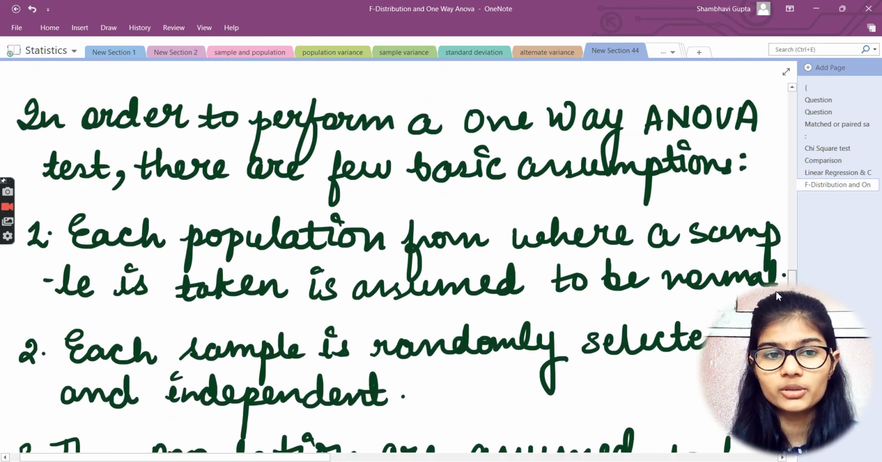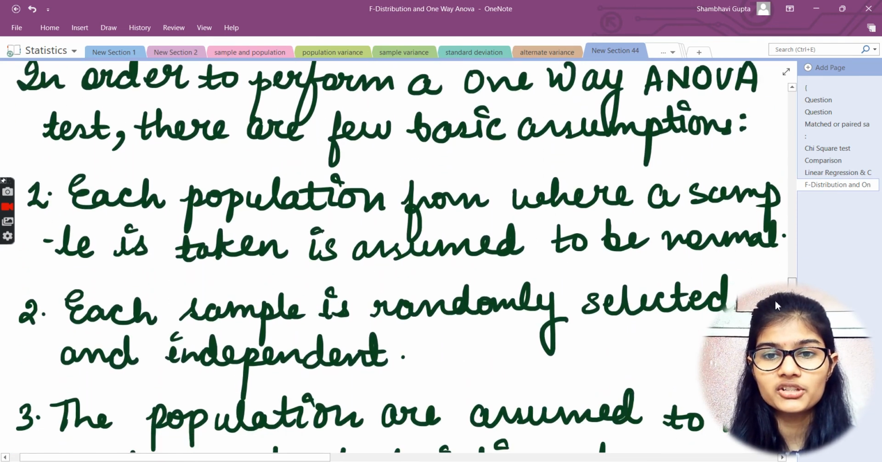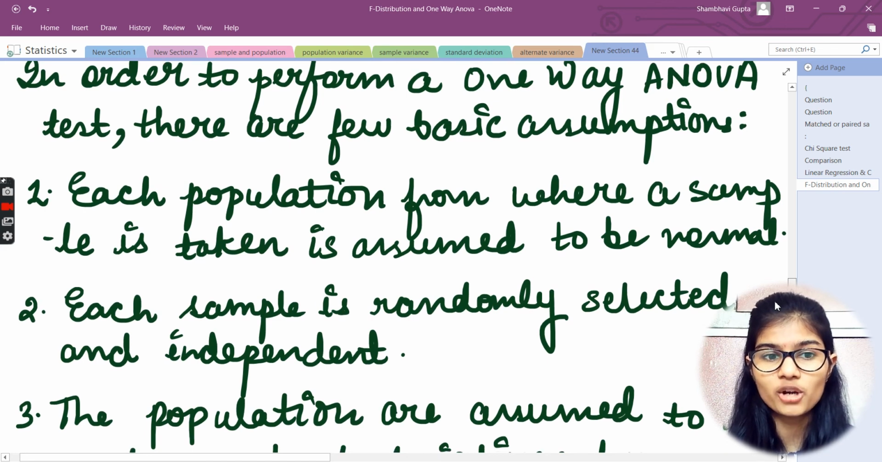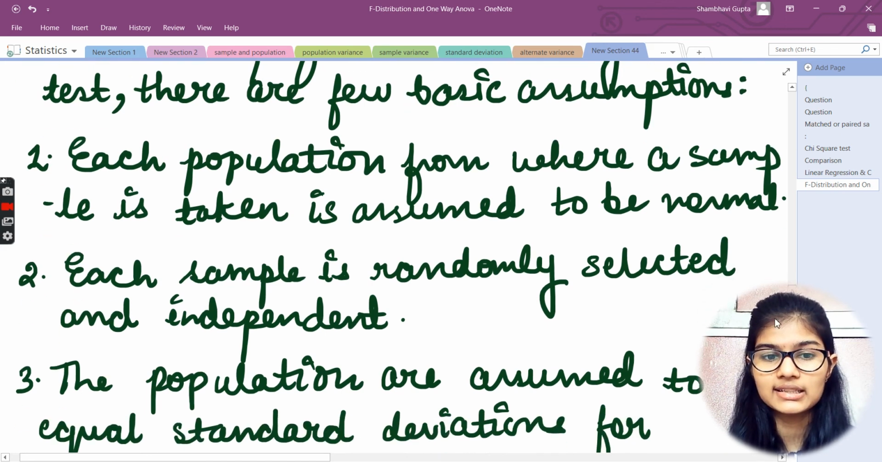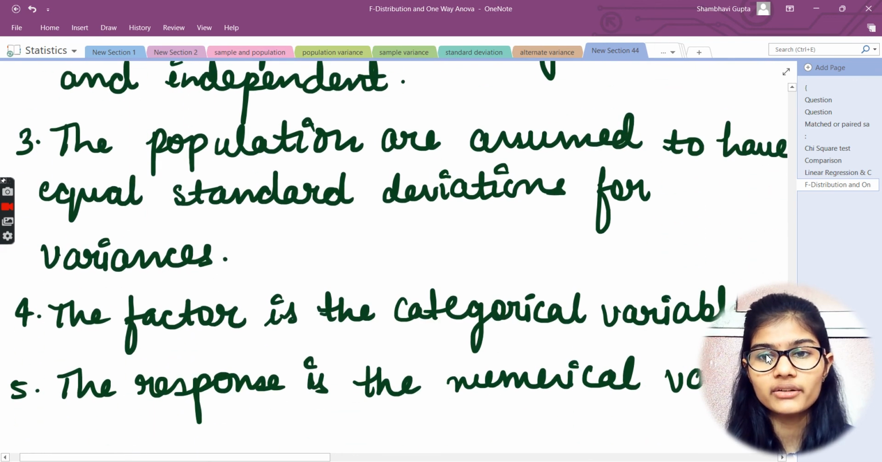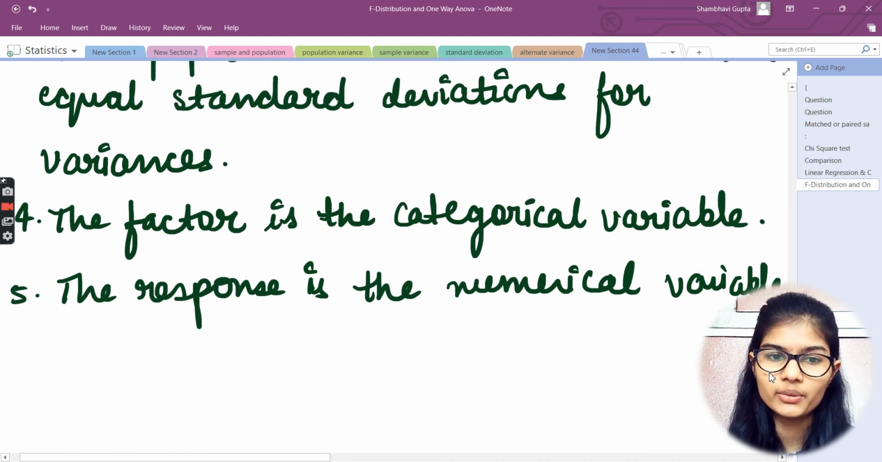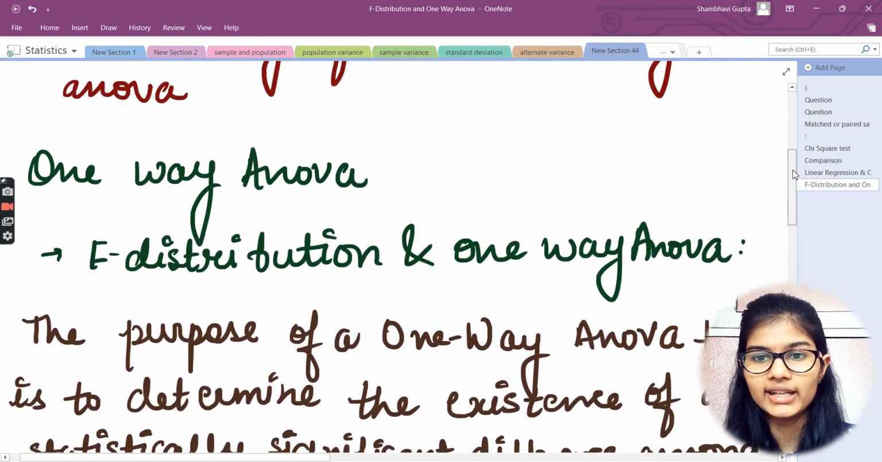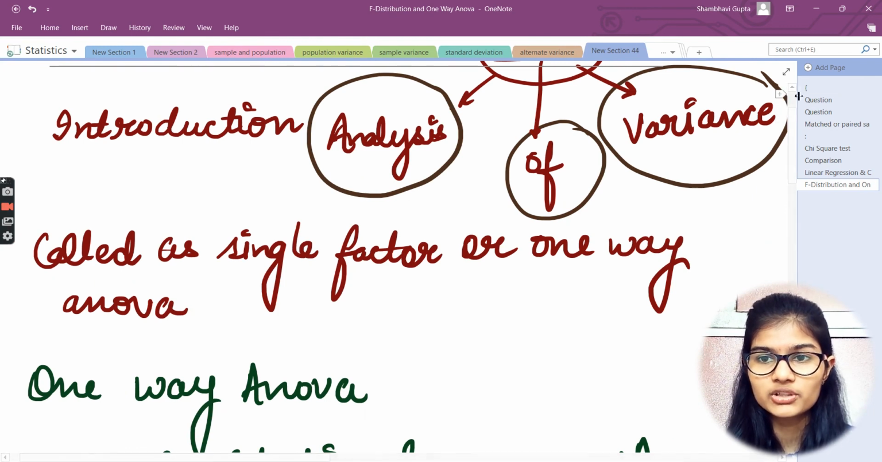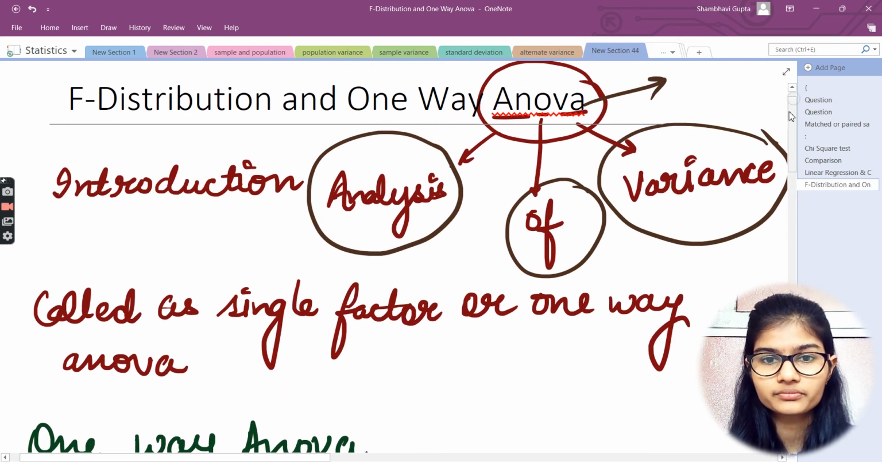Hope I am very clear with this as well: the population from where a sample is taken is assumed to be normal, and the sample is randomly selected and independent. Populations are assumed to have equal standard deviations for the variances. The factor is the categorical variable, the response is the numerical variable. Fine. ANOVA means the same thing, known as analysis of variance: AN for analysis, O for of, and VA for variance. Hope I am clear regarding the F distribution and the one-way ANOVA.